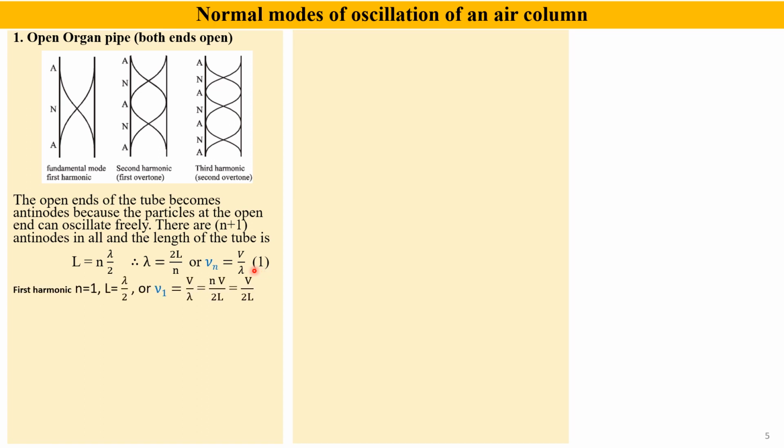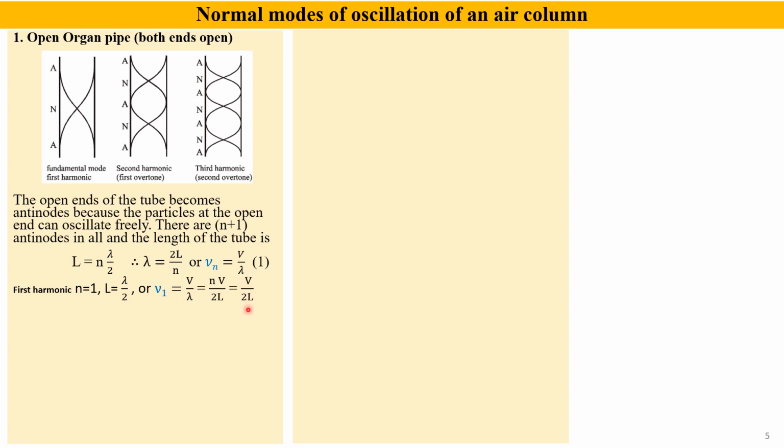To find the first harmonic, put n is equal to 1. Therefore, if we put n is equal to 1 in equation 1, we get L is equal to lambda by 2, or nu 1 is equal to v by lambda. Here lambda is equal to 2 times L. Therefore, nu 1 will be equal to v by 2L.